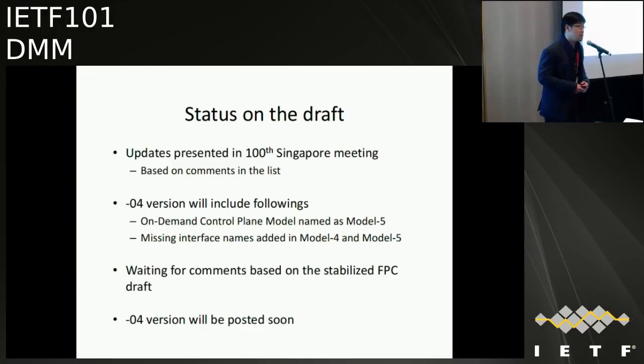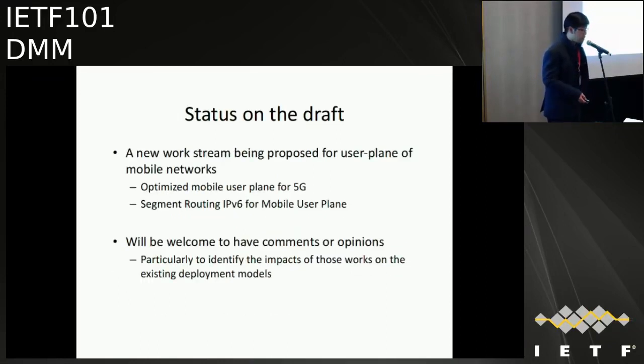Looking at the FPC draft and at our architectural consideration of deployment, what we have done is point out where FPC interfaces will be applied. So I think nothing will conflict with the current ongoing FPC draft. If the FPC side also gives comments, we will post the new update on the list. What we are also identifying is that a new work stream is being proposed for the user plane of mobile networks. We welcome comments from the relevant authors, particularly to identify the impacts of those works on the existing deployment models that we need to consider additionally. If not, we also welcome new opinions directly on the list.